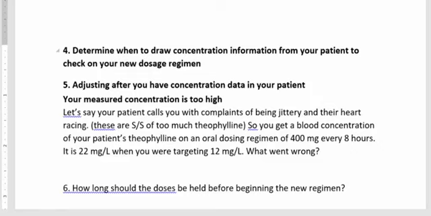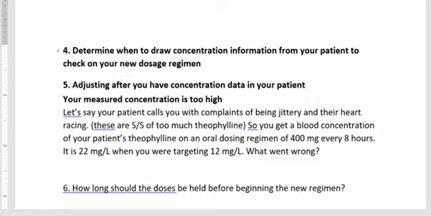Now comes some interesting stuff. So now we're going to adjust. Let's say we have a concentration drawn 2 days later, and it's like 11 or 12 and a half, just as we had expected. Then we just keep them going on that 400 or 350, whichever it was, every 8 hours. But let's pretend it's not that blissful here. I'm going to be red now.